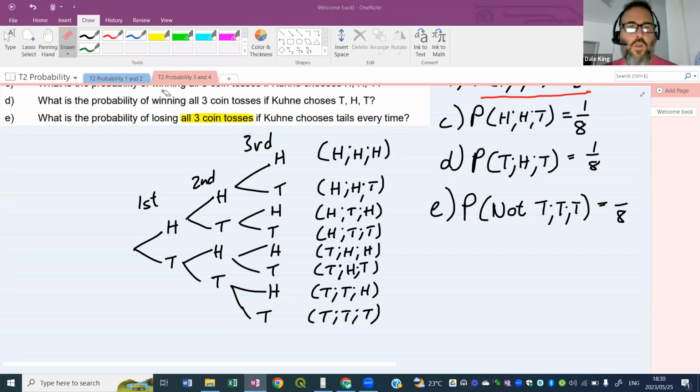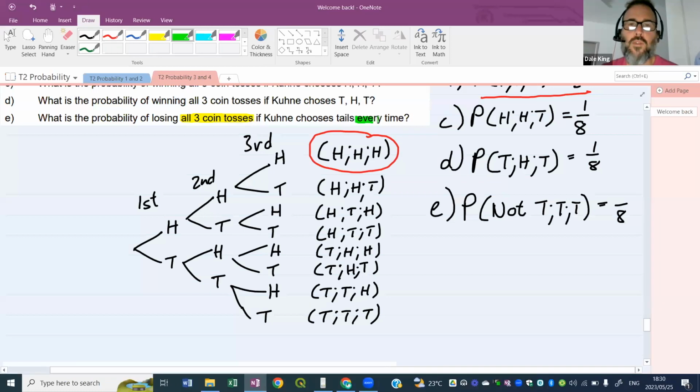So if you want to lose all 3, it means you're not going to get tails all 3. You see, he loses all 3 if he chooses tails, which means it's got to be heads. He's got to be getting heads every time to lose every time. Because each coin toss is a separate match, if he's going to lose all 3 coin tosses and not kick off, he's got to get heads, heads, heads every single time, not tails, tails, tails. Which is that one there.